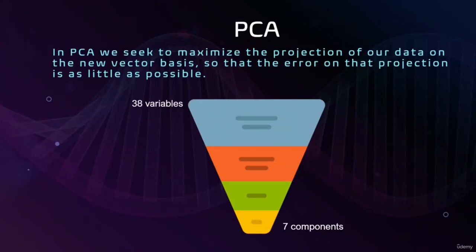Finally, we are going to talk about the PCA or principal component analysis. In this process, we seek to maximize the projection of our data on a new vector basis so that the error of that projection is as little as possible. So basically, if we have 38 variables, we are going to apply a method that will find 7 components, or 6 or 8 components, that represent the 38 variables. And it's going to be easy for our models or for our system to process only 7 components.